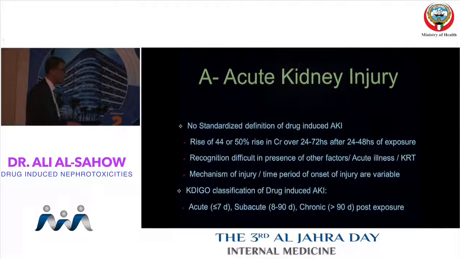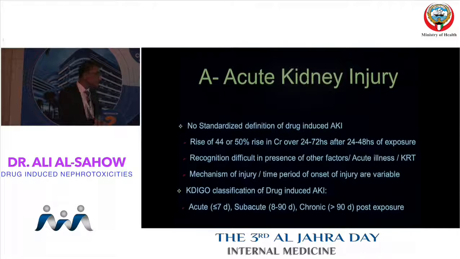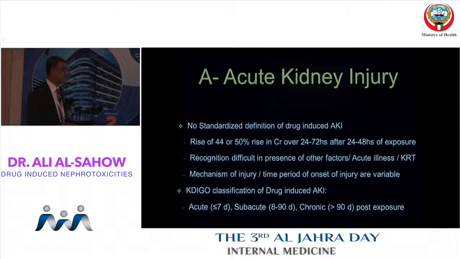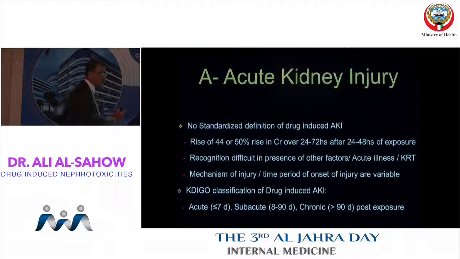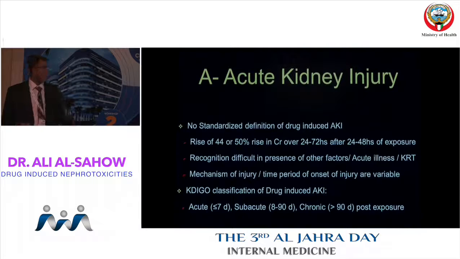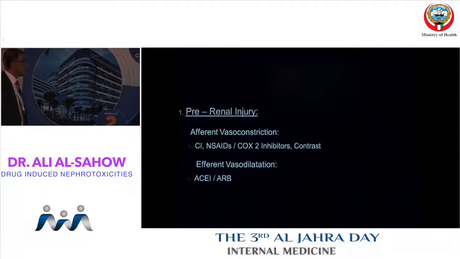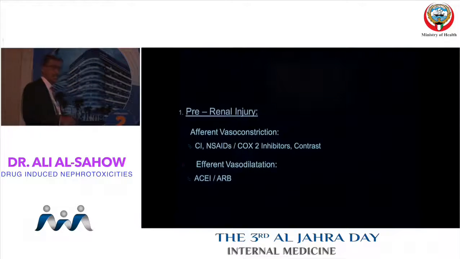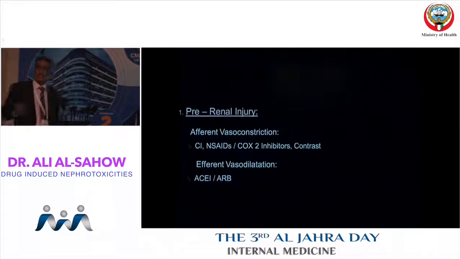But the KDIGO classification now, it's 0.26, and it's acute if less than 7 days, subacute if less than 3 months, or chronic after that. It's difficult to recognize drug-induced acute kidney injuries in the presence of other factors, especially in those patients who are acutely ill or undergoing so many other things. You need to know the mechanism of injury, the time period, and the onset of injury. But again, the acute kidney injury, as the classic teaching, can be pre-renal, renal, and post-renal.